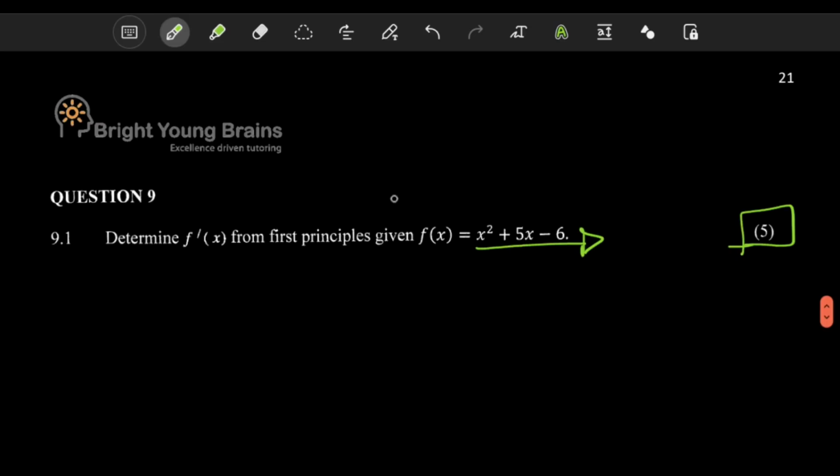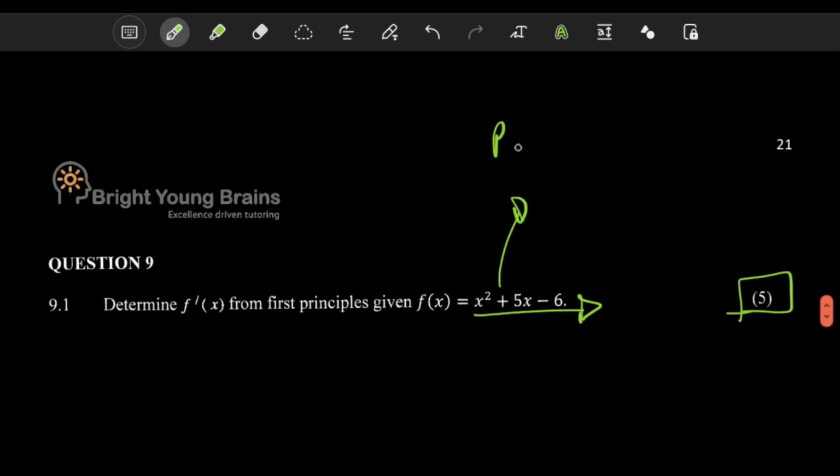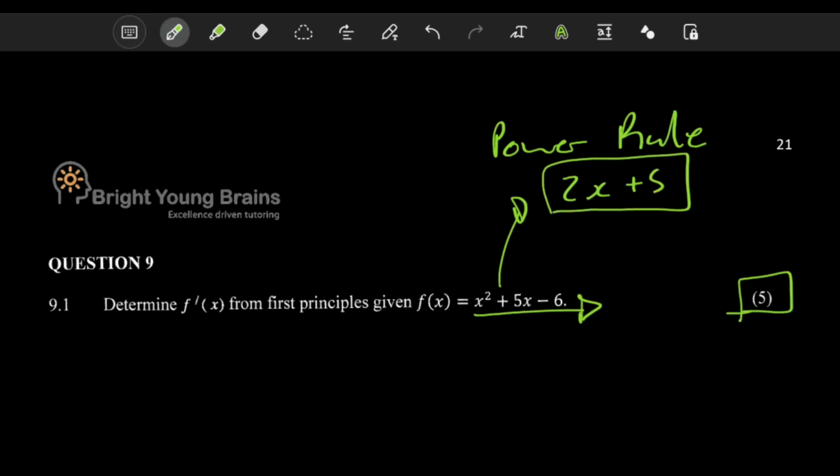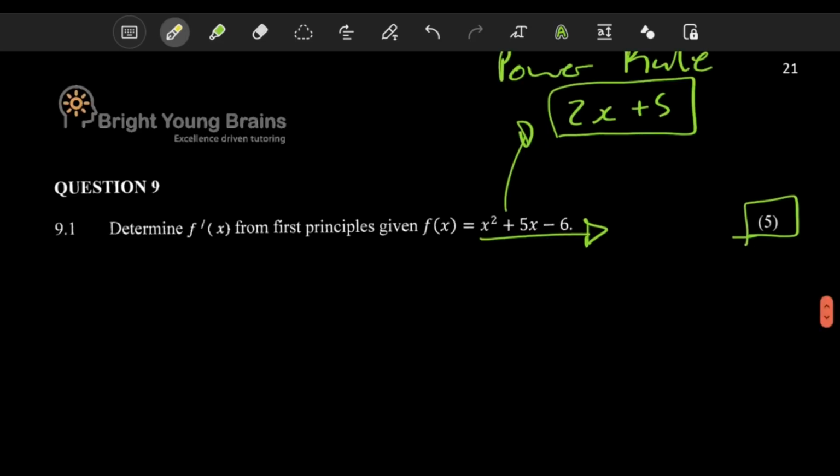But the one thing you can do for yourself is just see what it looks like without using the first principles. You see, if you use the power rule, which is the short way of differentiating, you're just going to end up with 2x plus 5. This should give you an idea of what you should end up with. So just keep that in mind. But then this won't give you any marks. If you're lucky, you'll get 1.